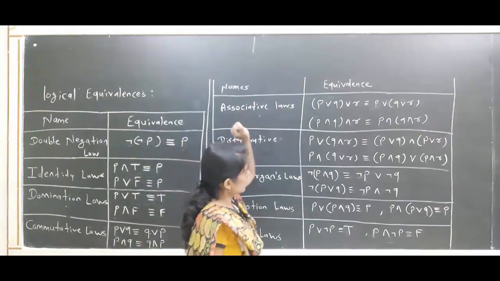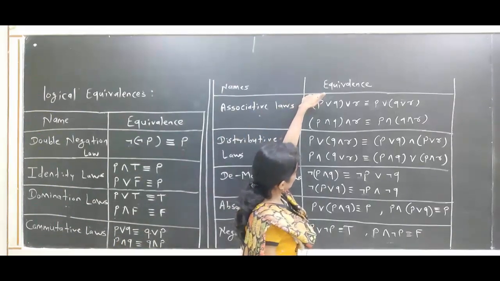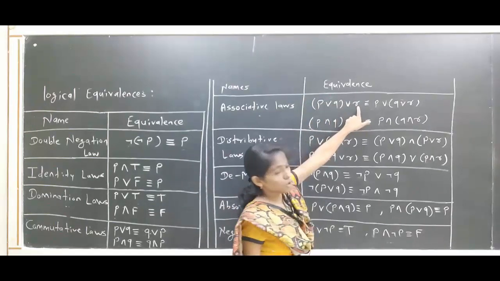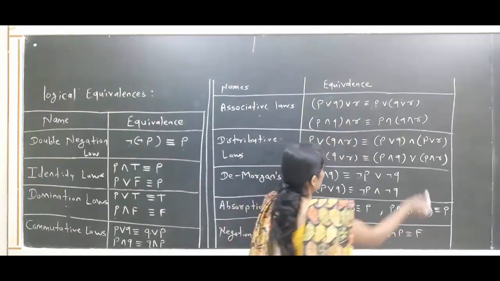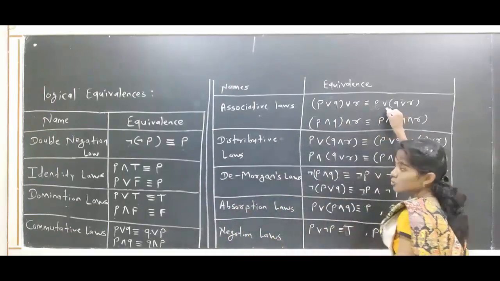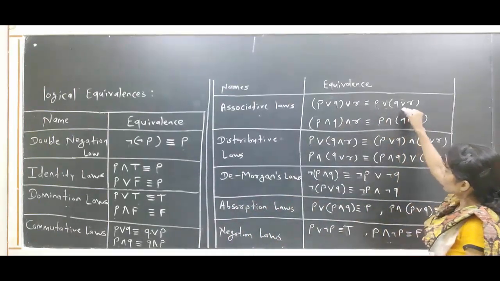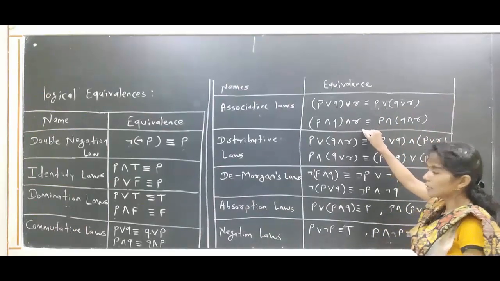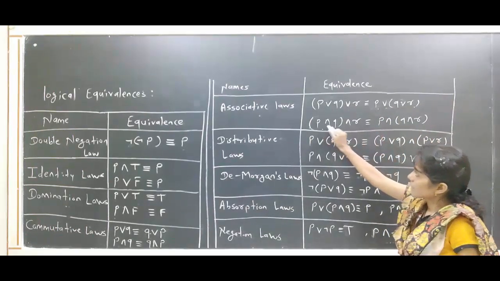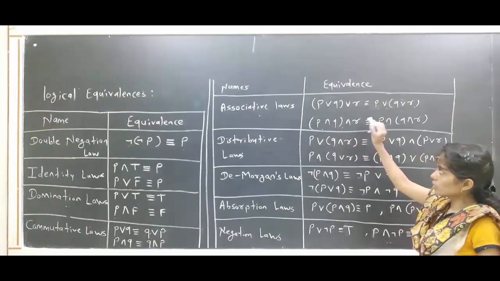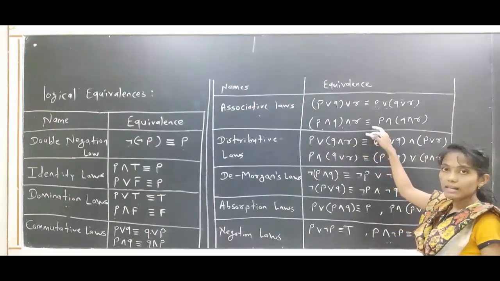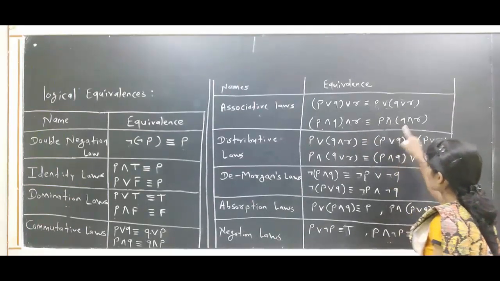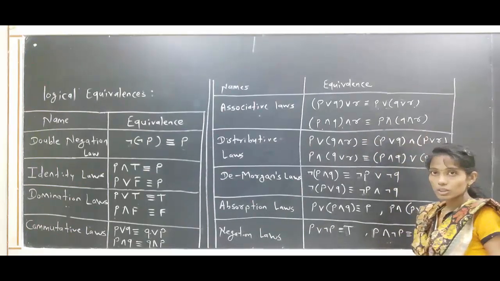So first associative law, in bracket P disjunction Q, bracket complete, disjunction R. So here we get P disjunction in bracket Q disjunction R. In similar way, second in the form of conjunction, in bracket P conjunction Q, bracket complete, conjunction R equivalent to P conjunction, in bracket Q conjunction R.